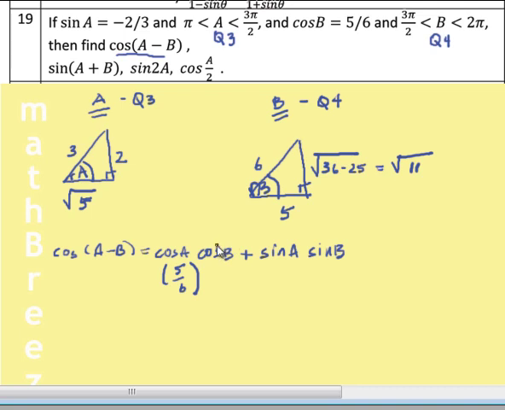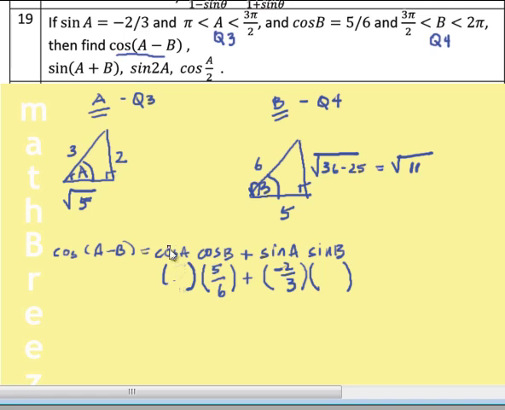I'm sorry, that wasn't cos A, that was cos B. Let me correct that just a minute. Okay, I'll put the values that we have in parentheses. So let's see, we have sine A. Let's put that here, minus 2 over 3. And we have cos B. Let's put that here, 5/6.